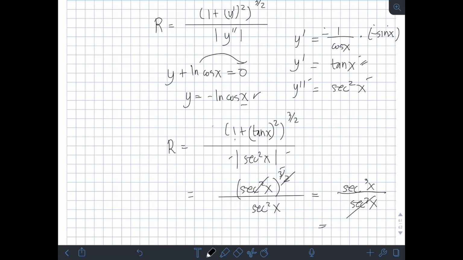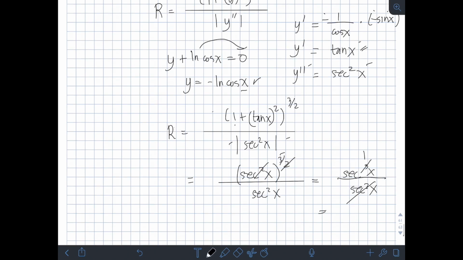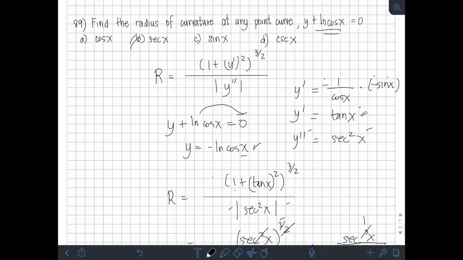So, cancel yung secant squared x sa denominator. Sa numerator, may isa tayong secant x. So, therefore, r is equal to simply secant x. Okay? So, the answer is letter B.